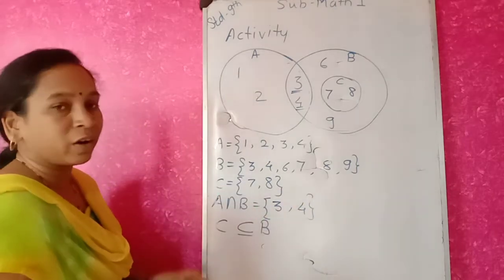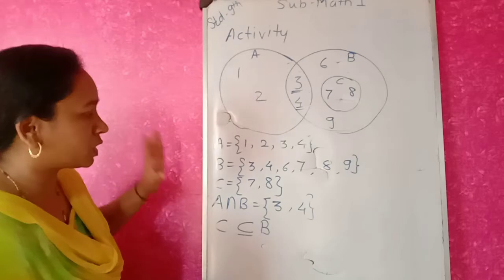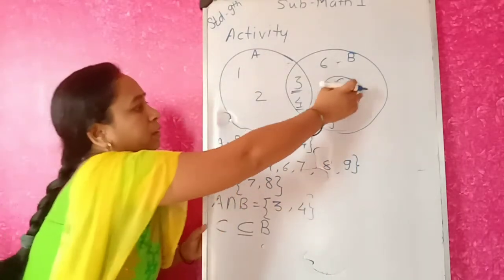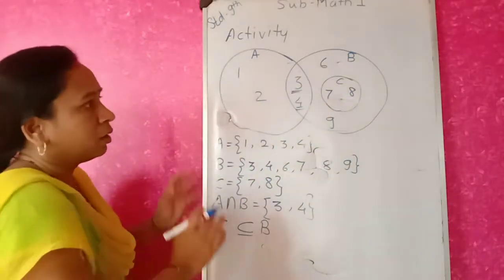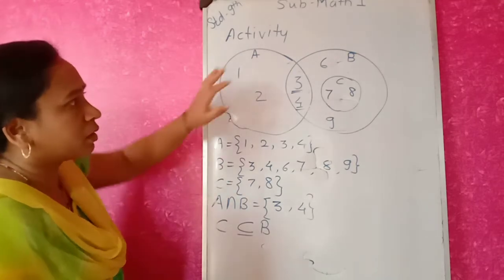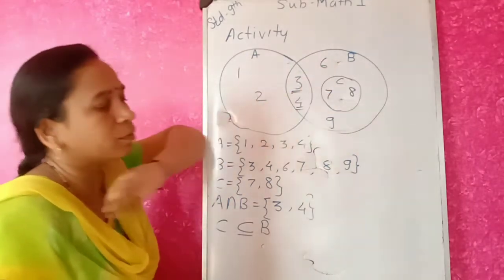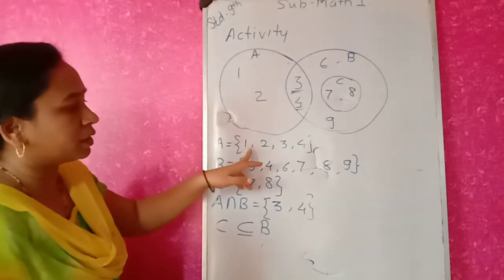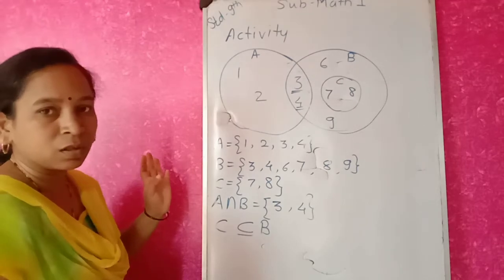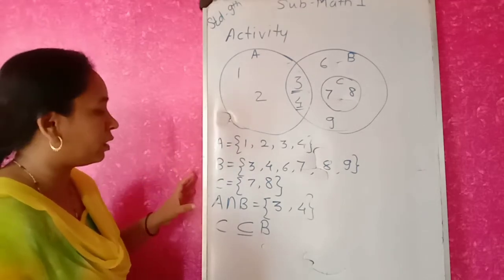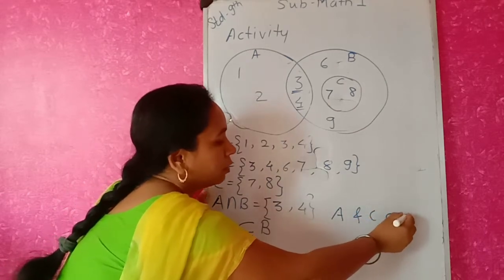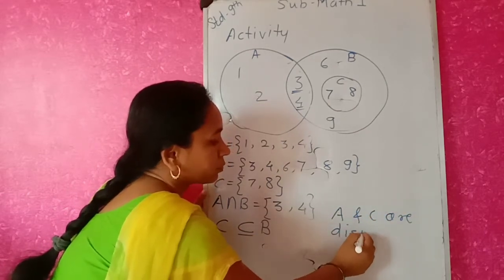Now, disjoint sets, completely different sets. Which sets don't have anything in common? If you observe, A's elements and C's elements are totally different. C is a subset of B, so I cannot say those are disjoint sets. But A's elements are completely different from set C. A's elements 1, 2, 3, 4 and C's elements 7, 8 don't have an intersection, meaning you cannot find common elements among them. So A and C are disjoint sets.